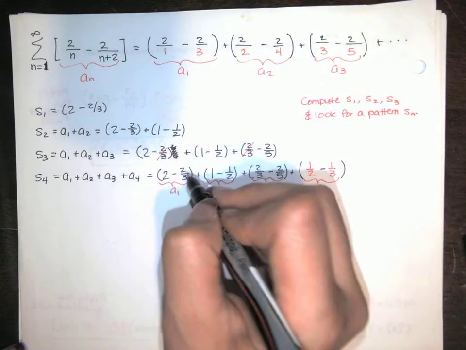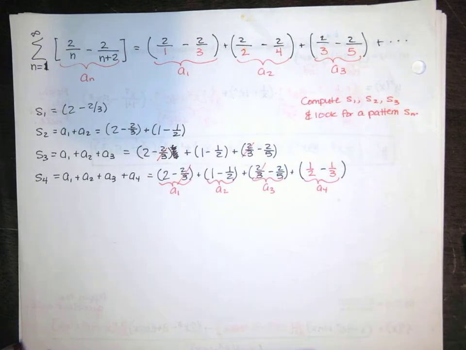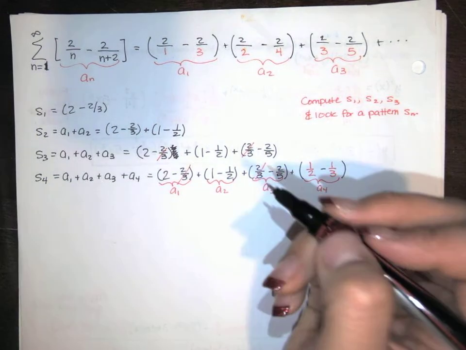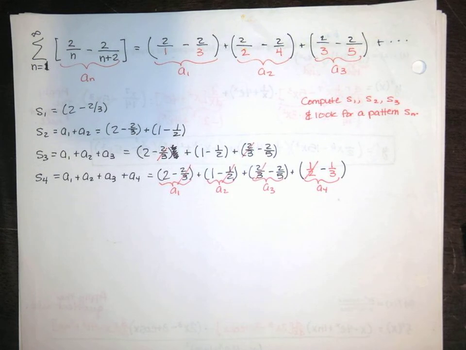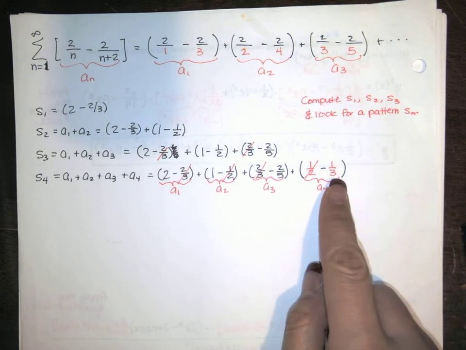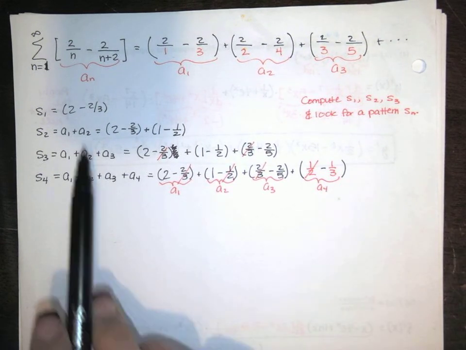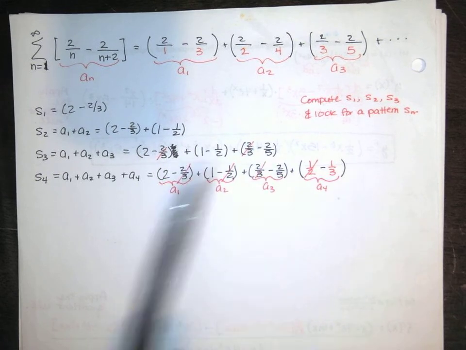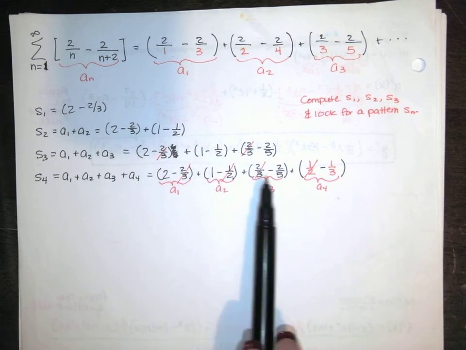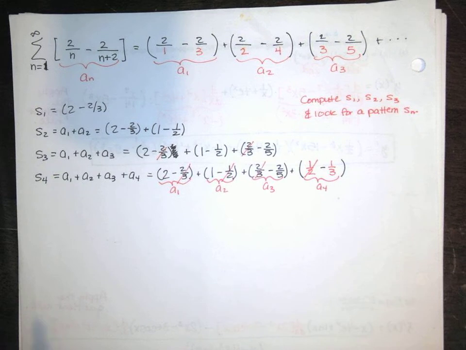I had a negative 2/3 and a positive 2/3. I had a negative 1/2 and a positive 1/2. I have this random 1/3 here. I had 2 terms at the beginning, then I had 4, then I had 1, 2, 3, 4 that didn't cancel. Now I've got 1, 2, 3, 4 that don't cancel. Okay. I'm going to try one more.